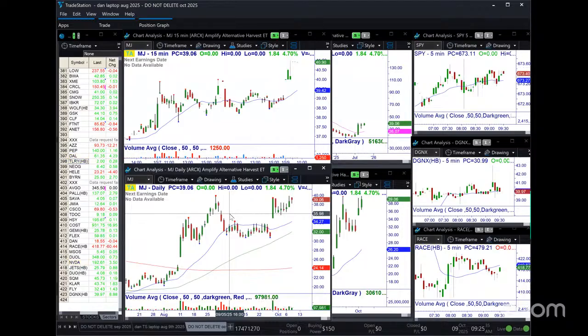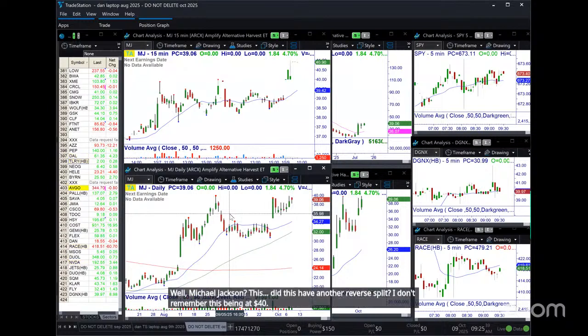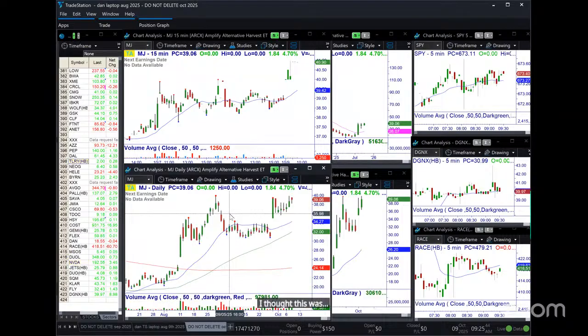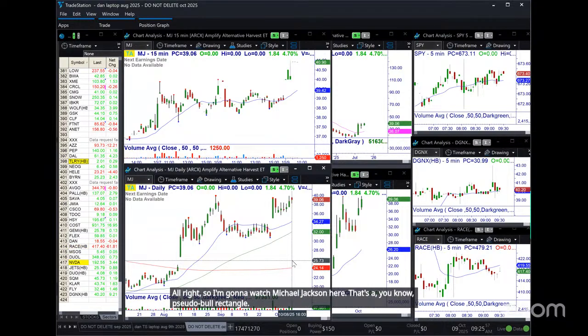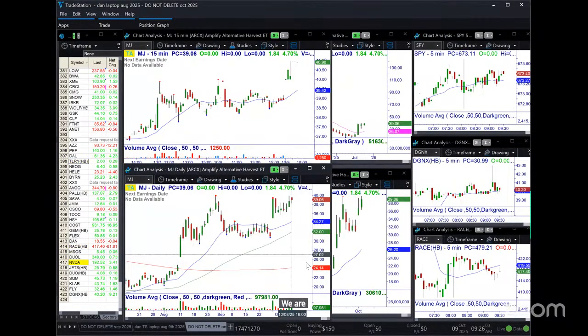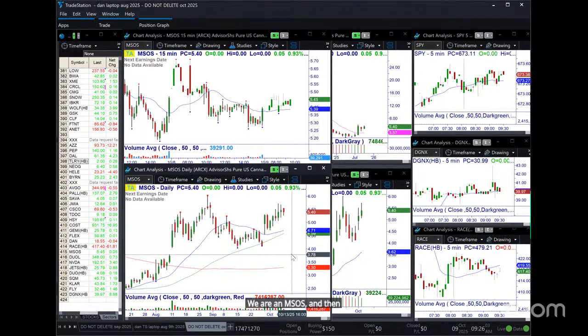Did this have another reverse split? I don't remember this being at $40. I thought this was all right, so I'm gonna watch Michael Jackson here. That's a pseudo bull rectangle. We are in MSauce and the ETF letter. That's not doing anything, but it's fine.